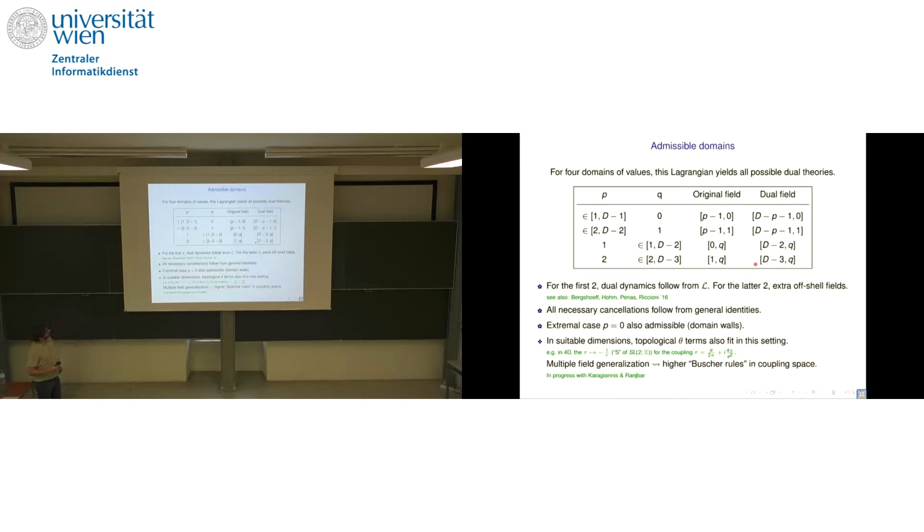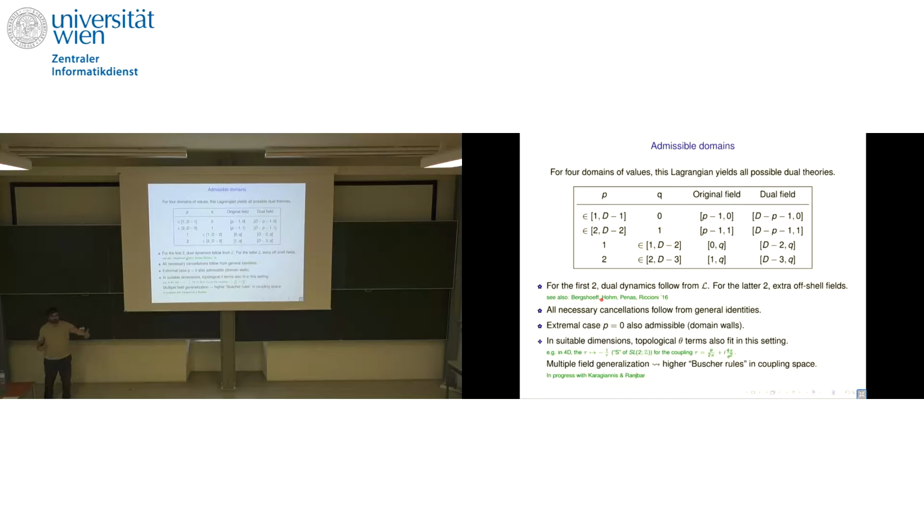Now, some comments. For the first 2 domains, the dual dynamics follow directly from the Lagrangian. However, as we discussed earlier, for the exotic cases, there are additional off-shell fields. So this is discussed in detail in this paper here. It was mentioned by Olaf also in his talk. And then the dual dynamics does not follow from the Lagrangian.